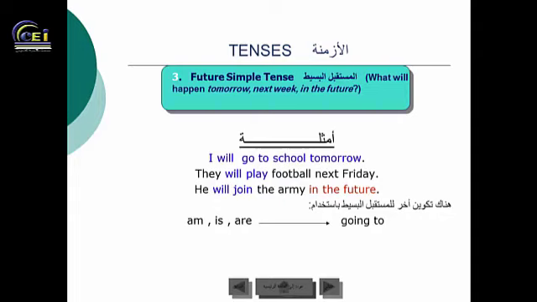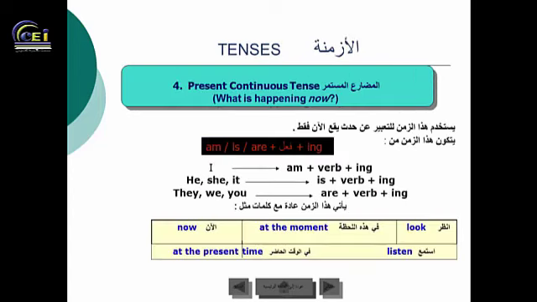Another form in the future: am, is, are going to plus infinitive. So the future is will plus infinitive, or am, is, are going to plus infinitive.